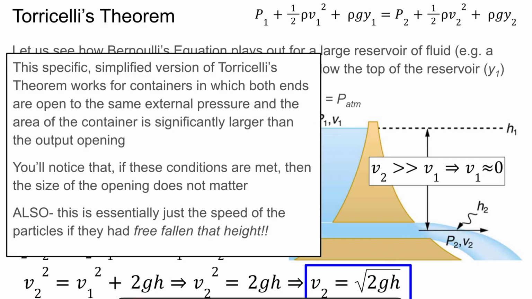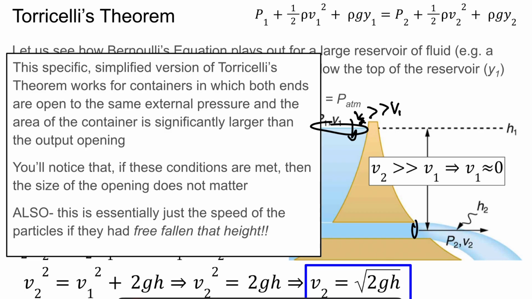This might look very familiar because this is a specific simplified version of Torricelli's theorem, in which both ends are open to the same external pressure and the area of the container is significantly larger than the output opening, so that the velocity at the top is much smaller than the velocity at the base. You'll notice that if these conditions are met, the size of the opening doesn't matter, right? We don't actually care about the size of the opening up here because it's so large relative to this small opening over here.